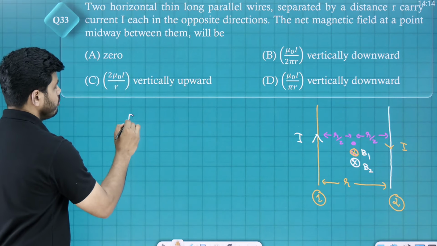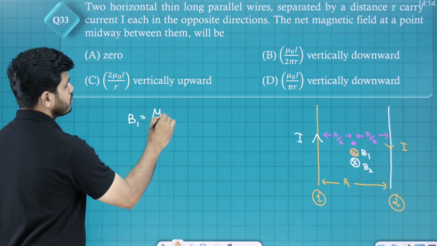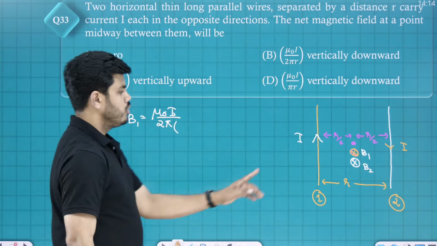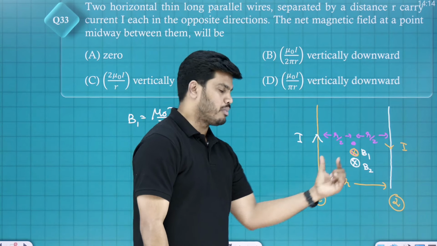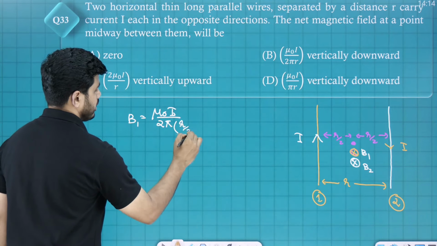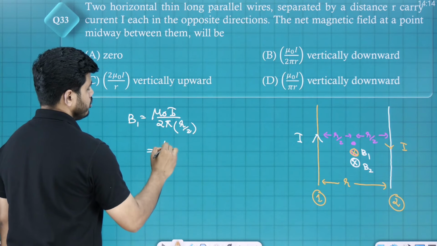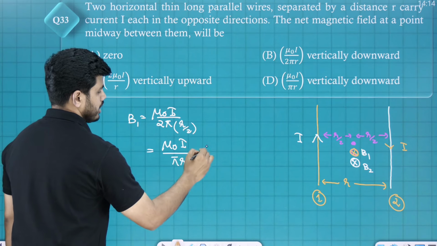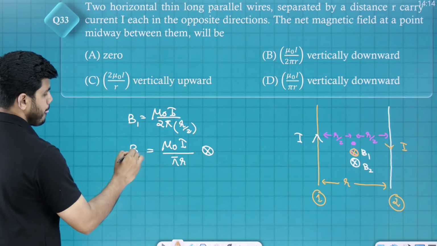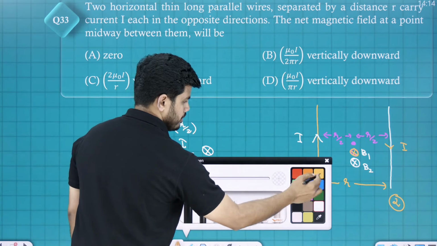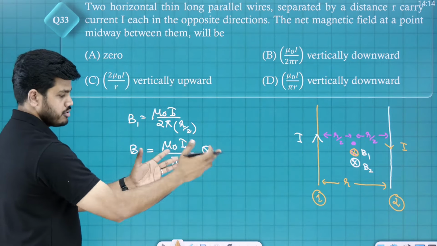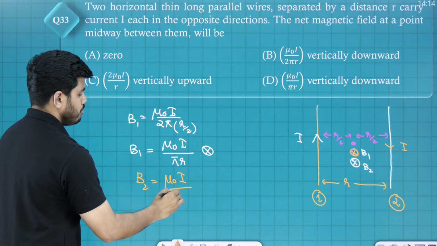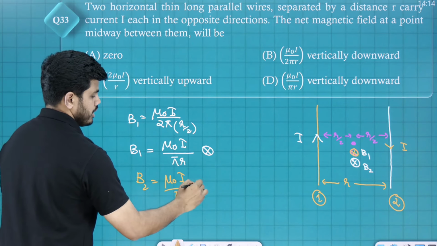So we can say B1 is equal to mu naught I divided by 2 pi into the distance. Mu naught I by 2 pi, the distance is going to be R by 2. So we can take it as R by 2 here, and we get mu naught I divided by pi R. That is a cross, right? That is B1. And we find B2 also. It will be exactly the same because all the values are the same. So B2 also will be mu naught I by pi R, that is also a cross.